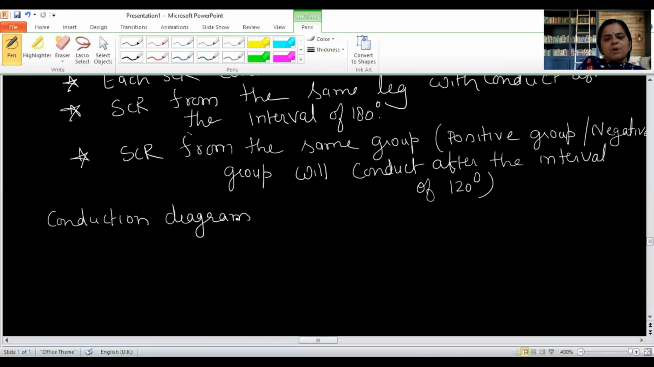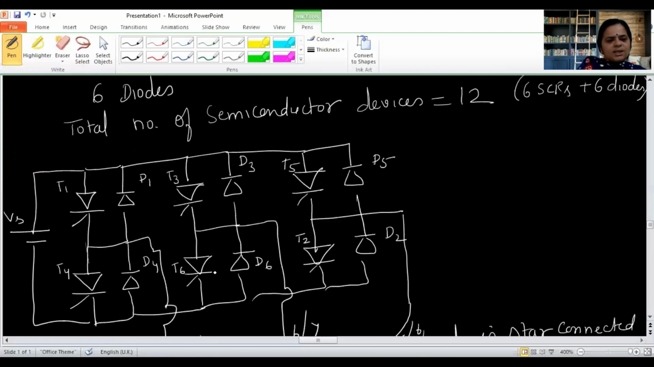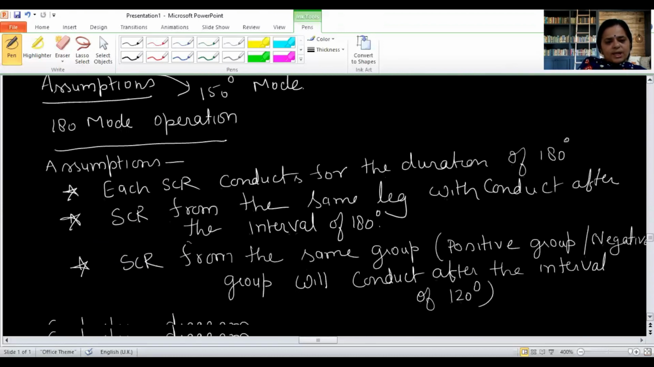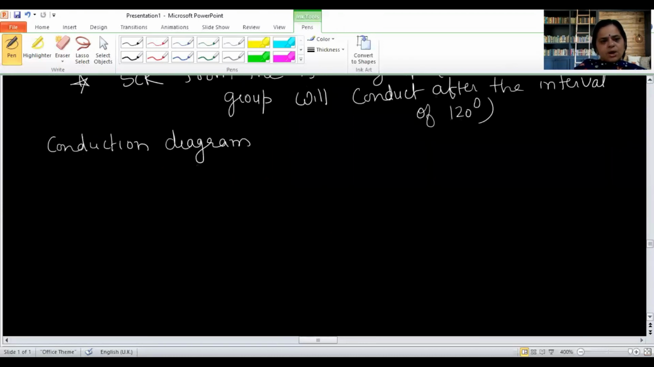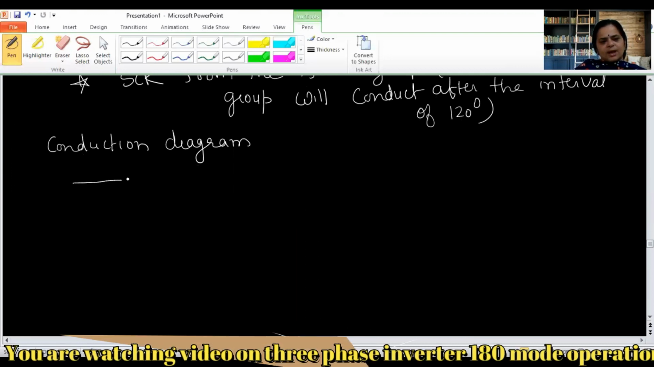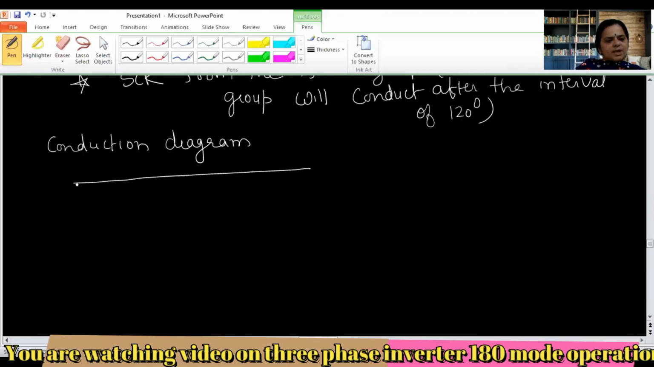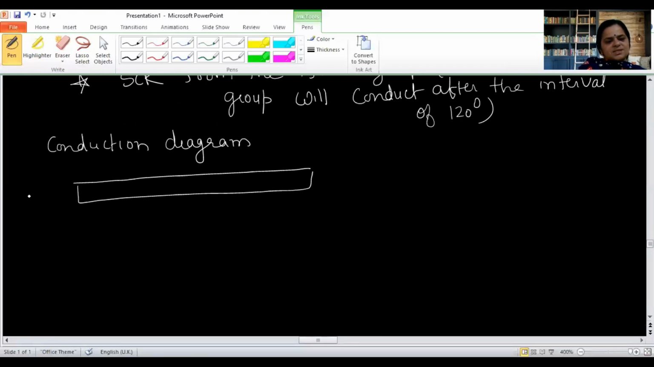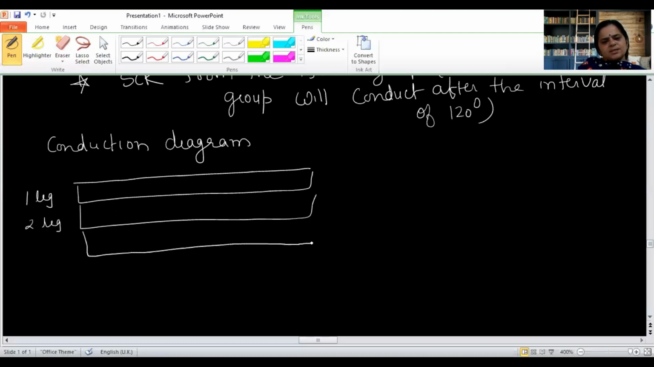You can see here in the power circuit diagram that as the input is a DC supply, all the SCRs are forward biased all the time. The conduction of these SCRs will depend only on when the firing pulse is given to them. Now I am drawing its conduction diagram. Suppose this is the first leg, as we have three legs, then the second leg, and the next one is the third leg.